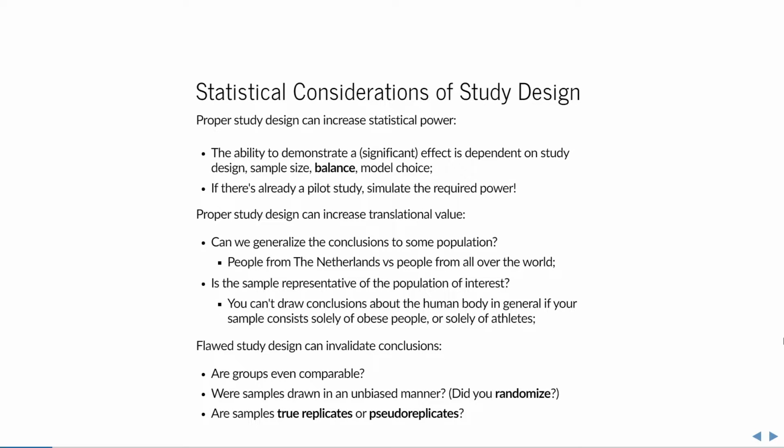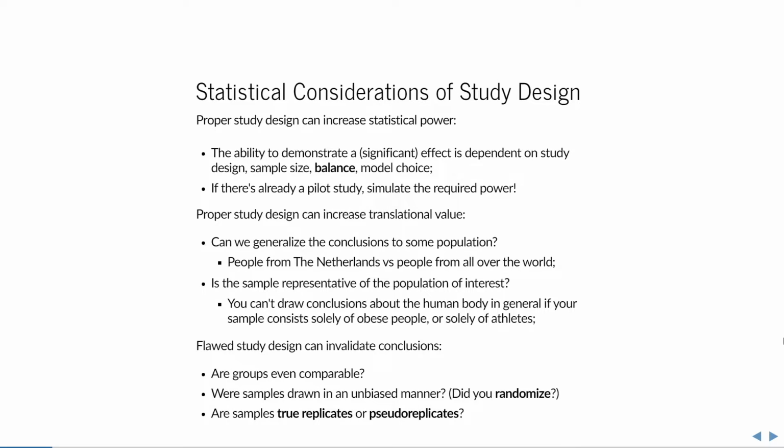So if you have a properly designed study, then you'll have maximal statistical power. So the ability to demonstrate an effect, whether you're doing it for hypothesis testing or just for inference, or even just for prediction, is dependent on a proper study design, on your sample size, balance if it's possible, which I'll explain in the next slide, and the choice of model. And also, if there's already a pilot study or there's previous research data on this subject, then it's possible to simulate the entire model, provided that you already have an idea of what kind of study design you're going to do, to get an idea of an appropriate sample size.